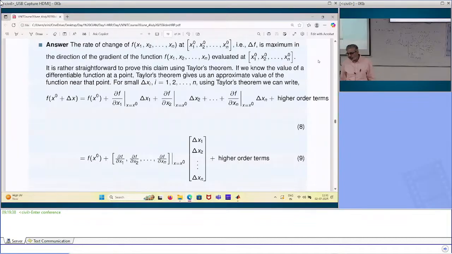Is that making sense? So now we have got a way how to change x1, x2, x3 so that the function f changes the fastest. So this is a proof, if you like, of the steepest descent algorithm. Okay?